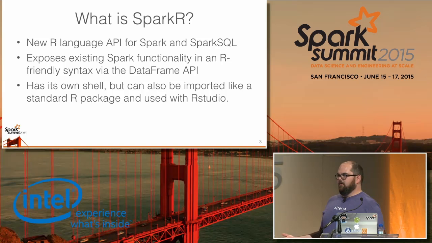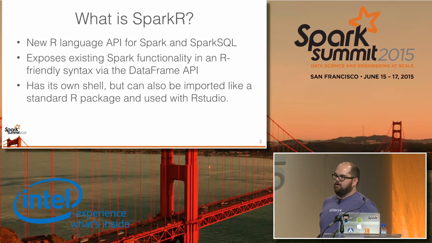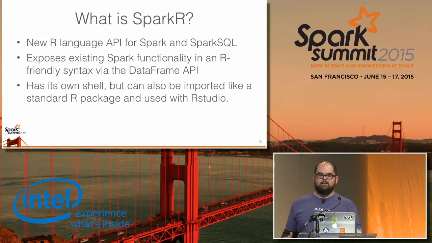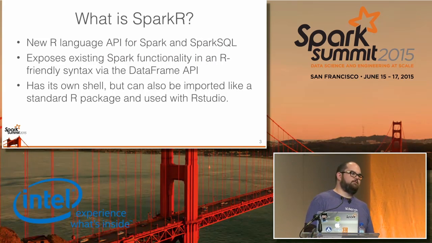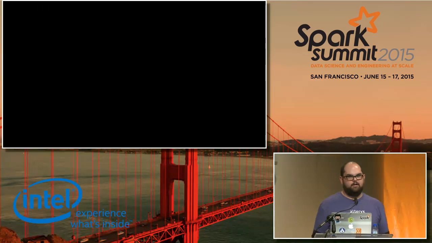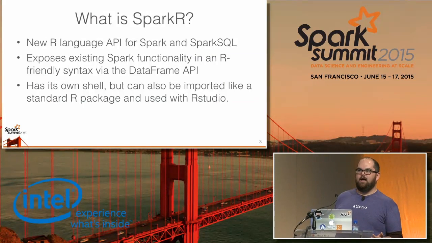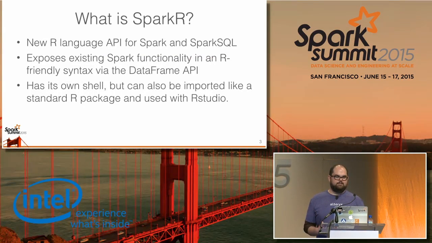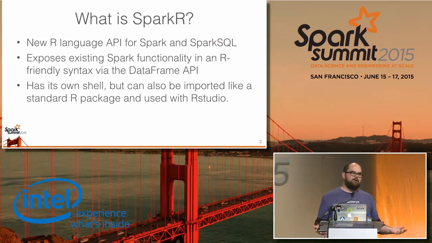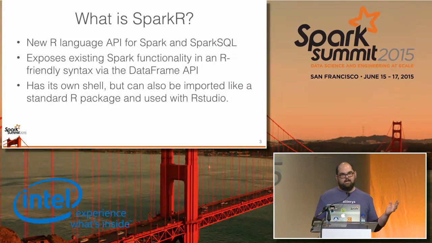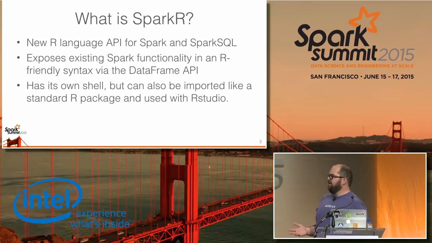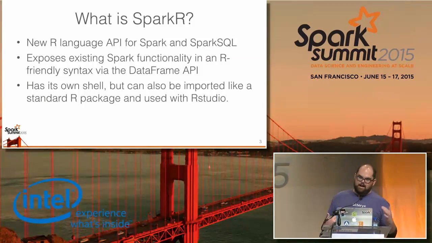So first off, what is SparkR? By now you probably know SparkR is the new API in Spark 1.4. It's an R language API for Spark and Spark SQL. And the point of it is to expose existing Spark functionality, primarily the data frame API, in a way that is friendly to R users, that makes heavy use of R syntax and R data frame syntax. Much like the other APIs, it has a shell version, which you can activate directly from within Spark. But you can also import it as a package, just like you would any other package, and use it in RStudio interactively.